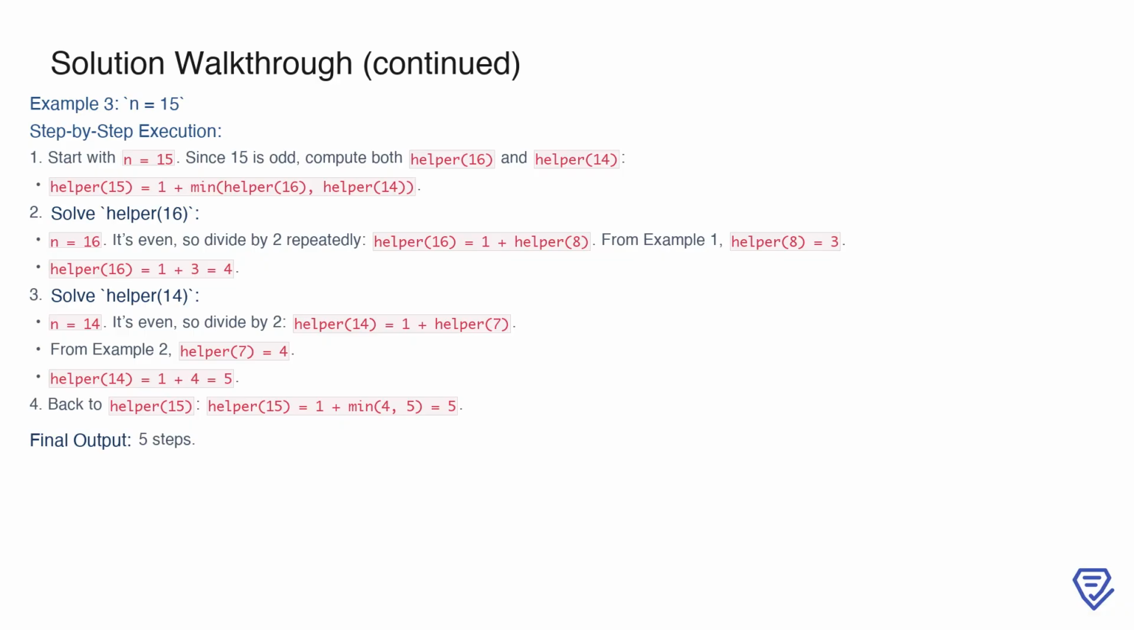Next, we solve helper 14. Since 14 is even, we divide by 2, helper 14 equals 1 plus helper 7. From the previous example, helper 7 equals 4, so helper 14 equals 1 plus 4 equals 5. Returning to helper 15, we compute helper 15 equals 1 plus min 4, 5, which equals 5. Therefore, the minimum number of steps to reduce 15 to 1 is 5.